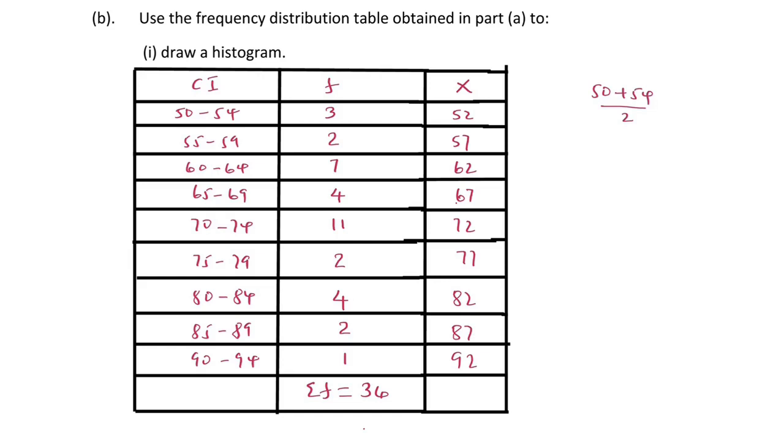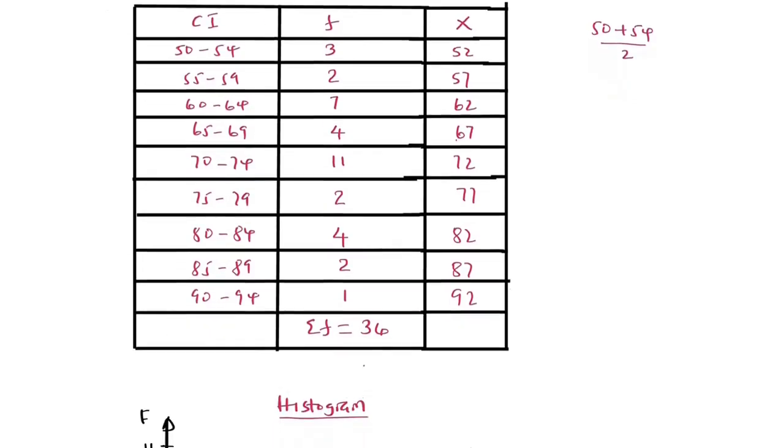For the histogram, we are going to start by drawing axes and labelling them, with frequency on the y-axis and the class mark on the x-axis. Then we are going to draw the bars according to the data and shade them. And our final drawing will be like this.